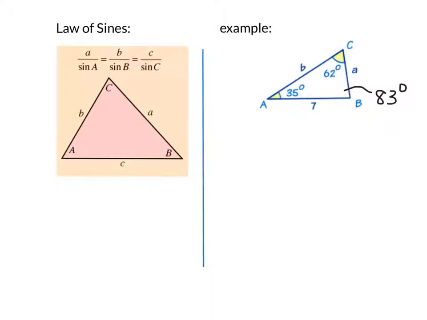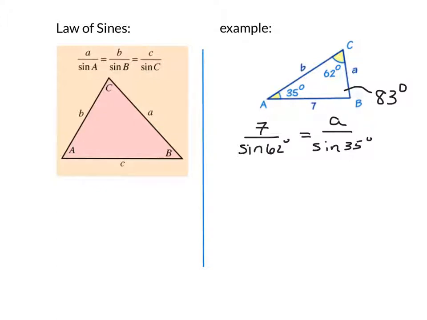So next, let's see if we can figure out the length of side a. And you can see in the picture that we know capital C is 62 degrees and side c is 7. So we're going to use that ratio on one side of our equation. So I'll go ahead and write that. We have 7 over the sine of 62 degrees equals a, our unknown side, over the sine of 35 degrees.